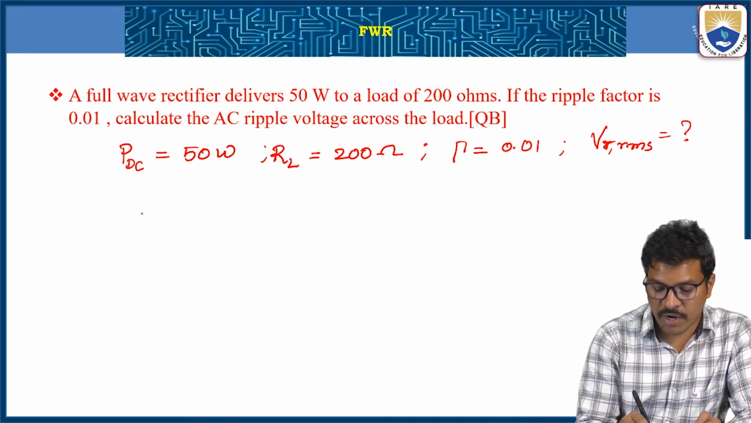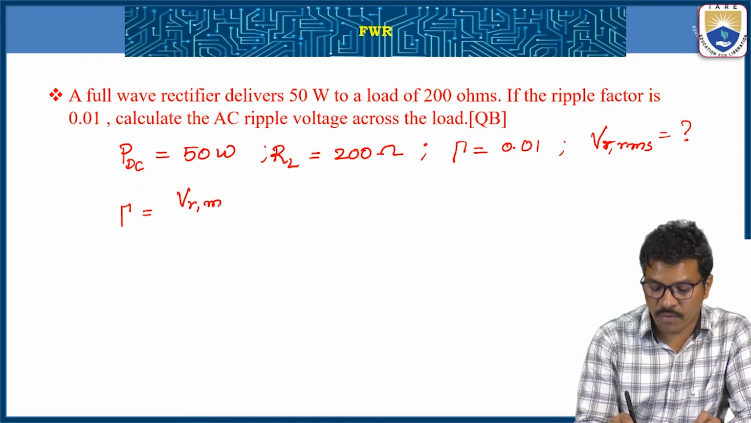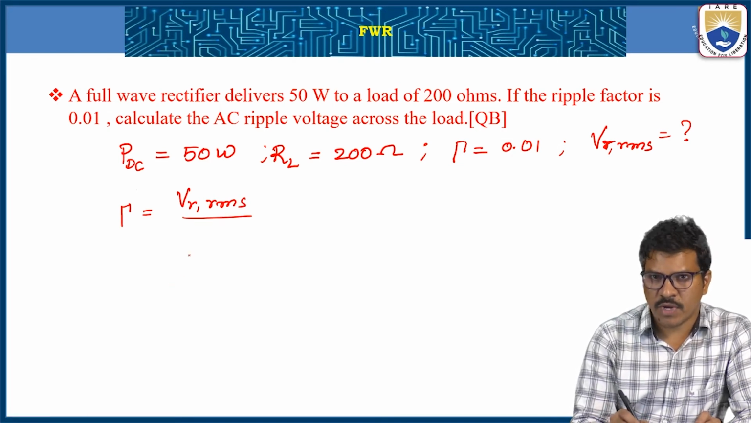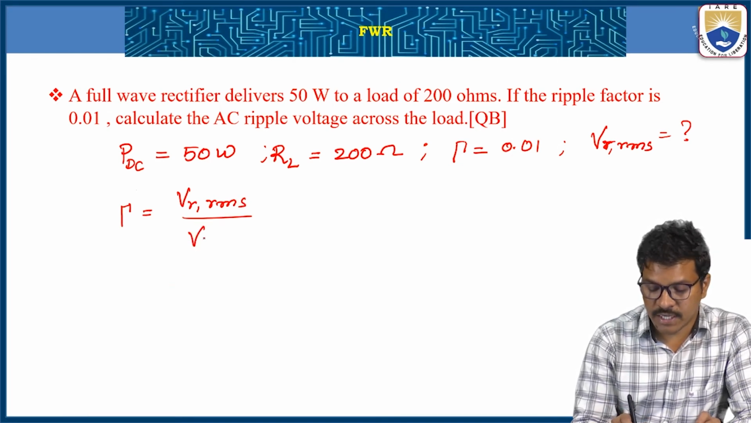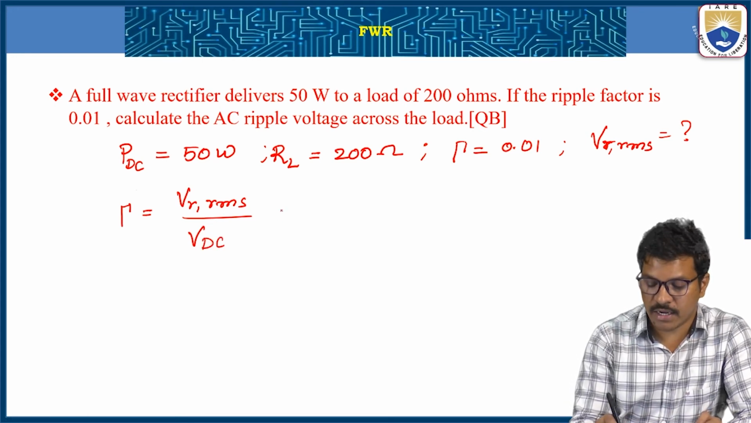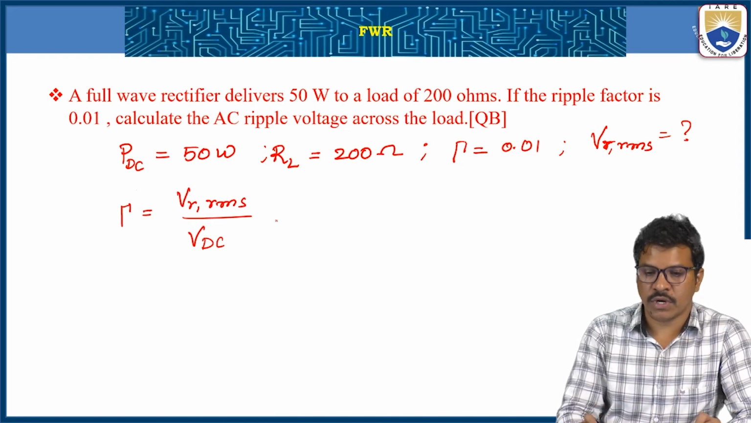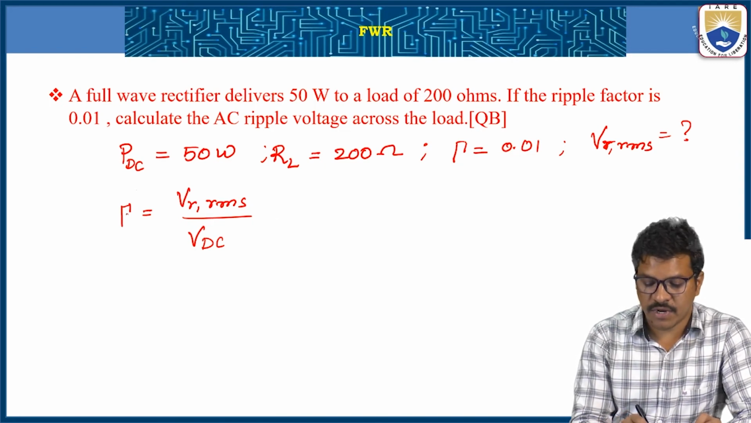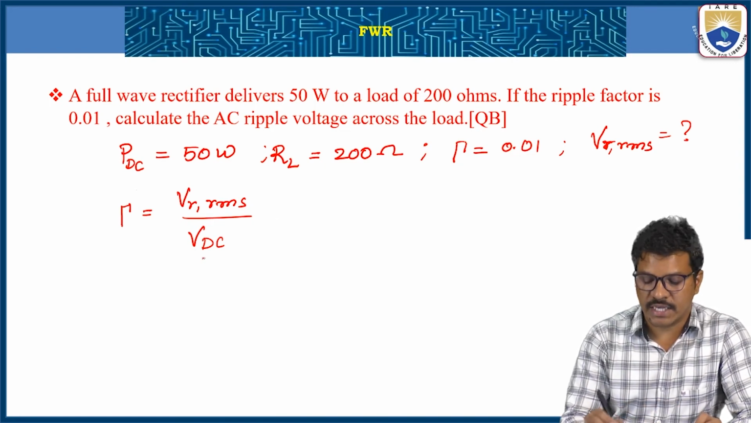We know the formula for ripple factor. Ripple factor is equal to the RMS value of the ripple, VR RMS, divided by VDC. So now VR RMS is needed, and the ripple factor is given. We just need to find the VDC. How do we find the VDC from the given data?